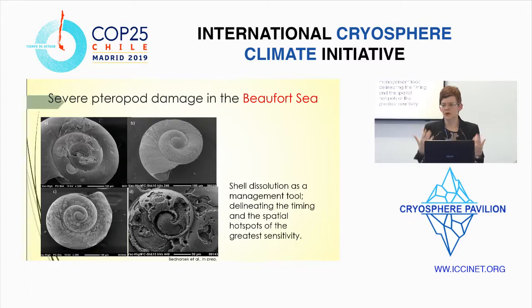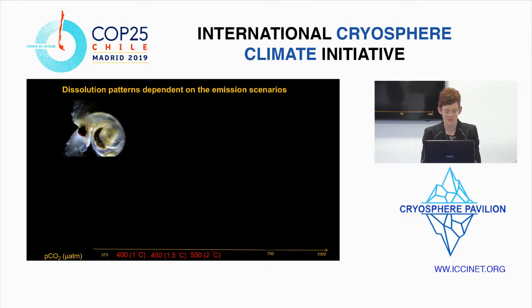If I can monitor the shell dissolution, I can really start delineating when the most severe biological conditions are happening, where the hotspots for ocean acidification are, right? So I can very nicely link it to the carbonate chemistry. So dissolution is going to be happening, but it really depends on the emission scenarios.